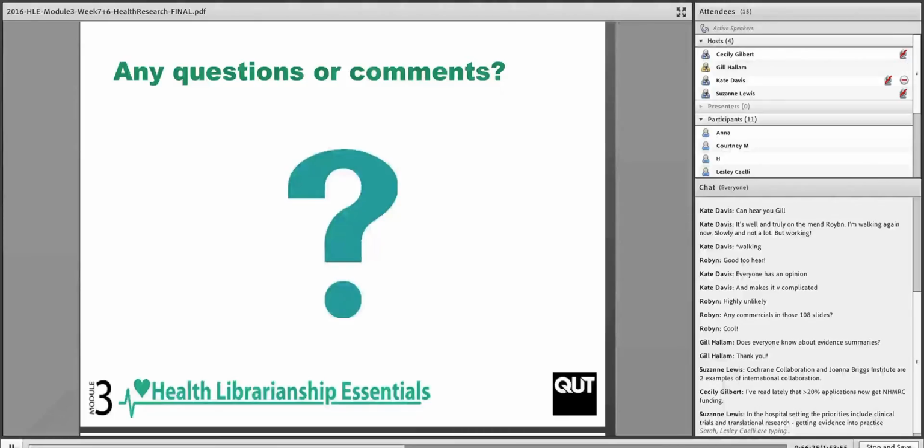Okay, Suzanne is saying that in the hospital setting, because that's her environment specifically, the priorities include clinical trials and translational research, so getting evidence into practice, so that bench to bedside side of things. So anything you want to add to that, Suzanne, in terms of explaining how those priorities translate, literally?